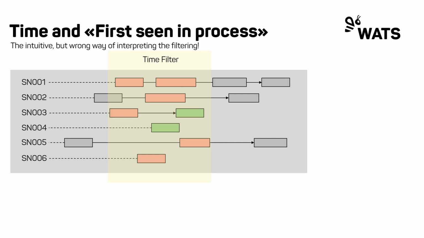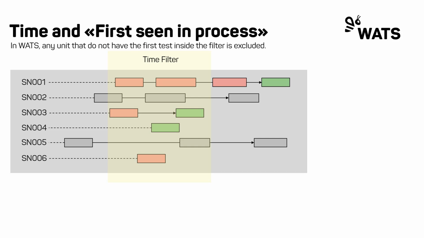the time filter. Now, this intuitive way of looking at it is wrong when talking about unit level yield because of the method for calculation explained in the previous example. Instead, we do 2 things. One, we only include the units that had their first run in process within the time filter. And 2, we include all the data available for those units because in order to correctly calculate any unit yield, we do need their first run and all subsequent runs.